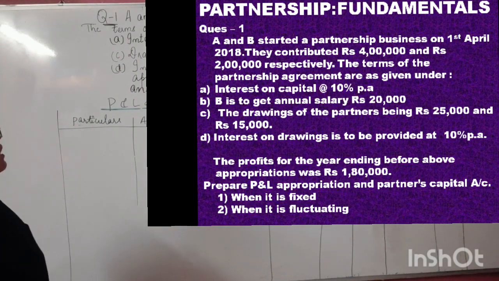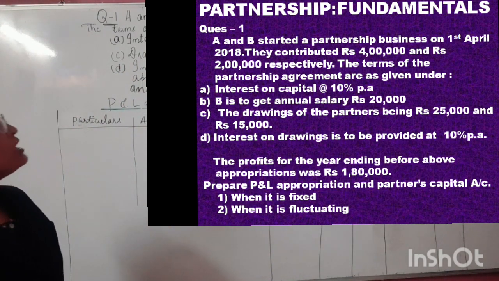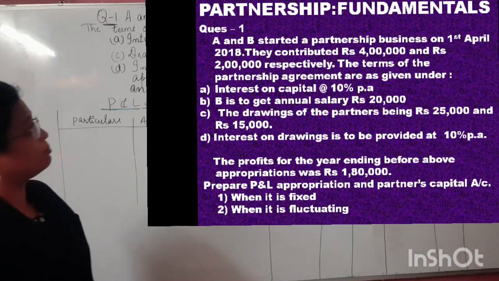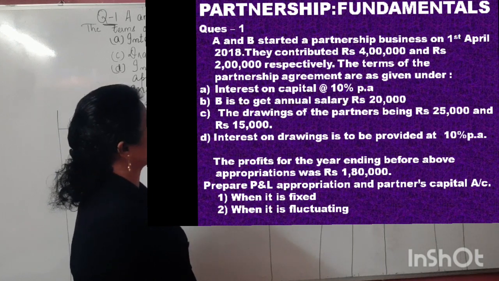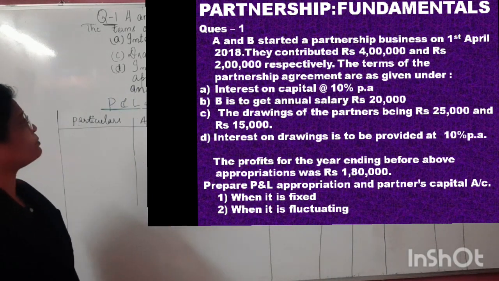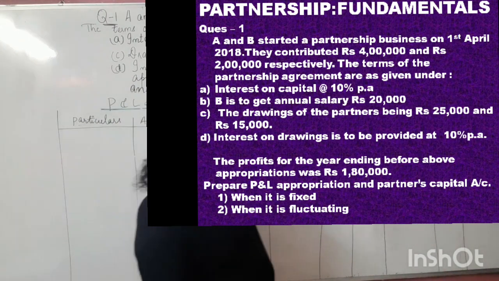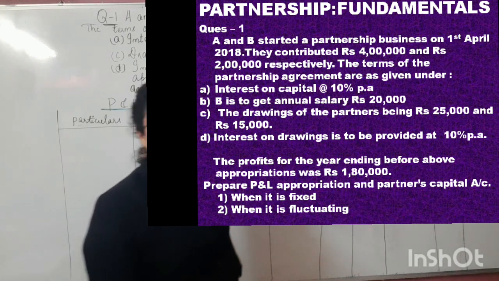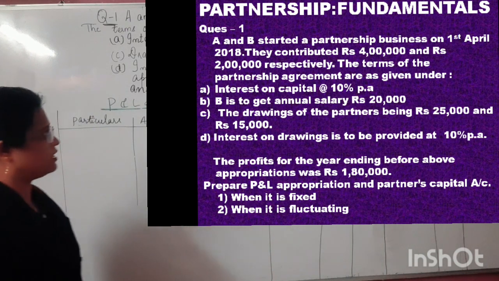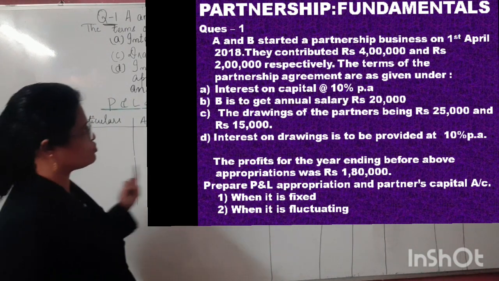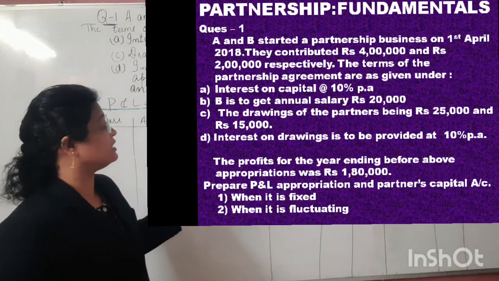So the first important thing here is, they are entitled to interest on capital, that is how much? 10% per annum. Second, B is to get an annual salary. B partner is supposed to get an annual salary, just for a year, of rupees 20,000. The drawings of the partners are given as 25,000 and 15,000, means A's drawing is 25,000 and B's drawing is 15,000. And next is the interest on drawings, which is charged at 10% per annum, which the firm is charging on the partners.